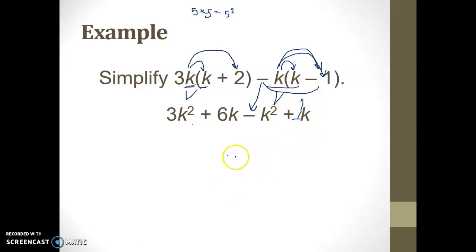Now we do have some like terms that we can combine. We've got a k squared term here, and we've got a regular k term here and here. So we can combine those to simplify to 2k squared plus 7k. At that point, we can no longer add or subtract these terms because they do not have variables with the same exponent.